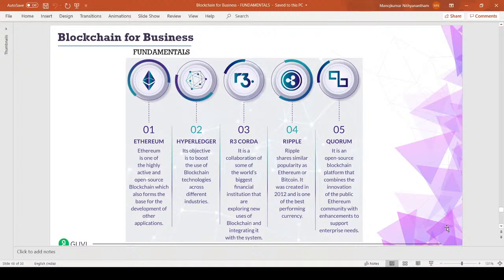And also you have Hyperledger. Hyperledger is widely used when it comes to enterprise blockchain solutions. The examples that we have seen in the case of Honeywell or Walmart have always been through Hyperledger, and Hyperledger has its own bouquet of things to help developers create blockchain solutions. R3 Corda is another, Ripple, Quorum.